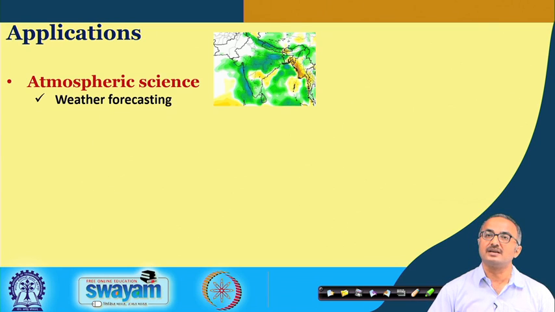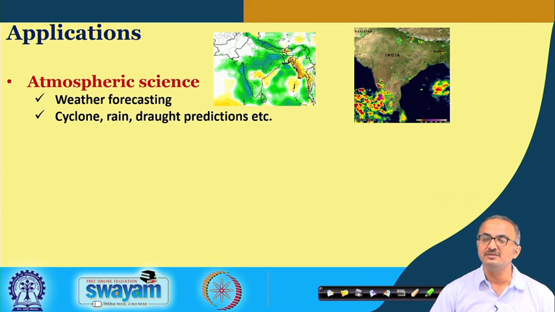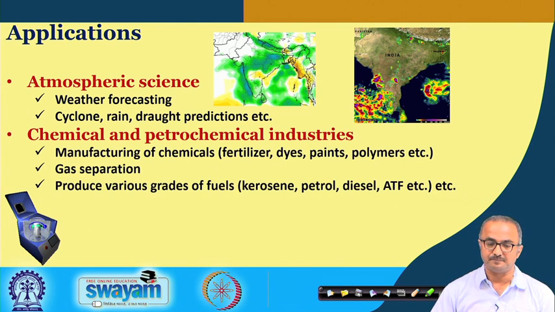Next comes atmospheric science, where it is very usual that we do weather forecasting. Weather forecasting is basically to know how the wind is flowing, and due to the wind how clouds are formed, how clouds move from one place to another, when the monsoon would come, how the temperature would vary, whether there will be a storm or not. All this information can be obtained by solving these mass, momentum and energy balance equations.